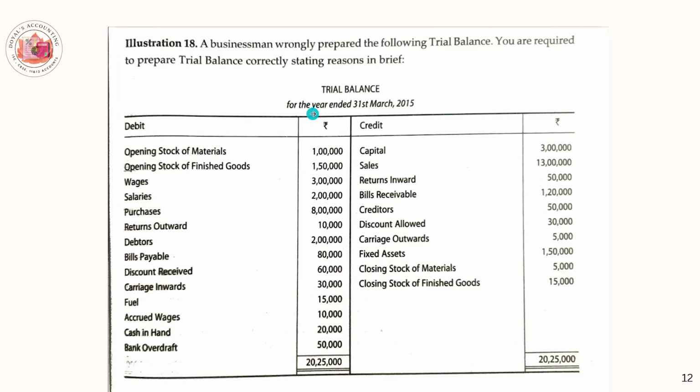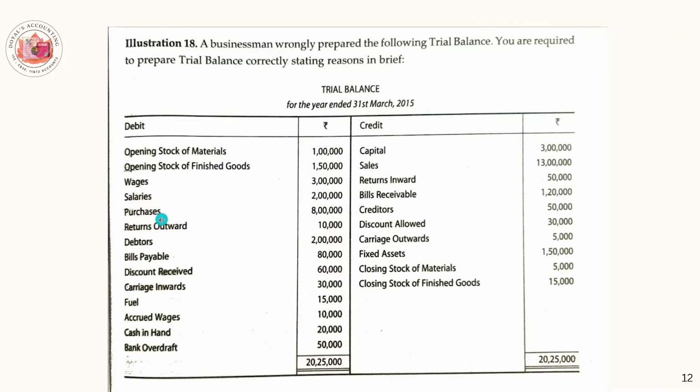First of all, the format itself is wrong, of the trial balance. He has made it in the format of an account. And see the heading, trial balance for the year ended. We use the words for the year ended when we are showing a period. So we will be using those words when we prepare our profit and loss account. But trial balance is a statement showing balances on a particular date, not for a period. So the first error is this, and we'll have to change it. Instead of for the year ended, we will write as at. Trial balance as at 31st March.